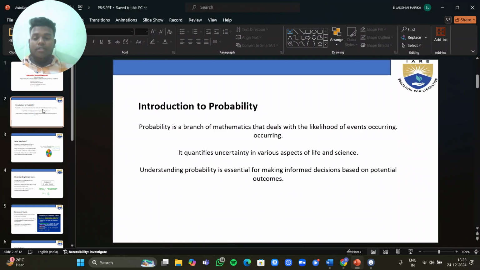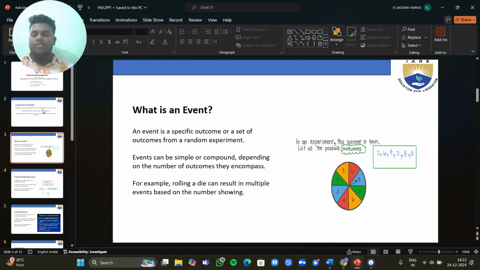Introduction to probability. Probability is a branch of mathematics that deals with the likelihood of events occurring, with quantities or uncertainty in various aspects of life and science. Understanding probability is essential for making informed decisions based on potential outcomes.